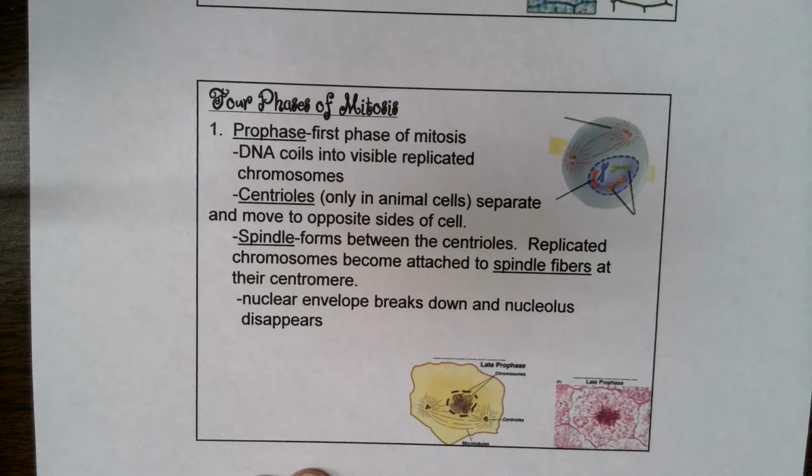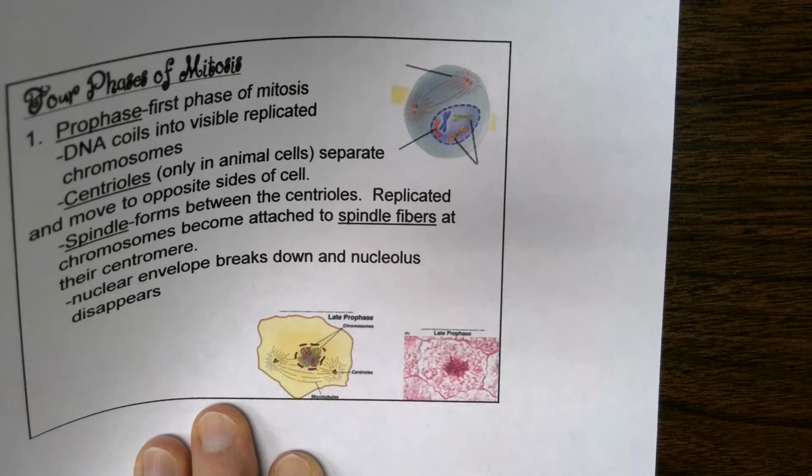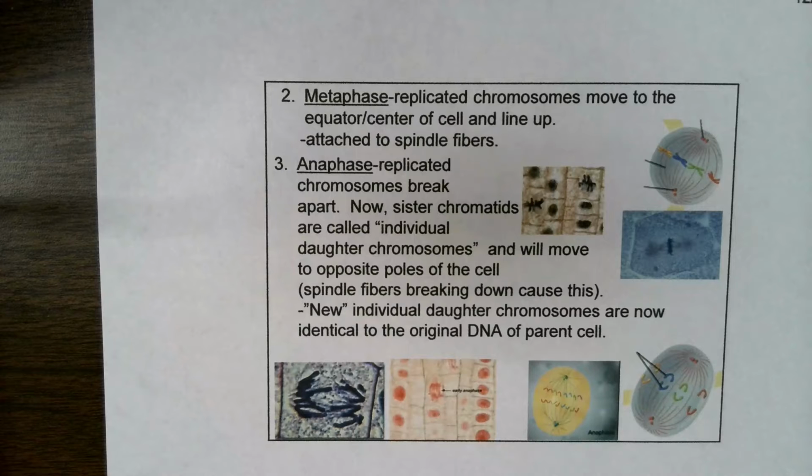Okay, and real quickly, in this picture down here at the bottom right-hand corner, that says late prophase. Basically, those chromosomes are really dense, they're tightly coiled, they're all X-shaped. The nuclear envelope's gone, and they're getting attached to spindle fibers to get ready for the next phase. All right, so the next phase is metaphase.